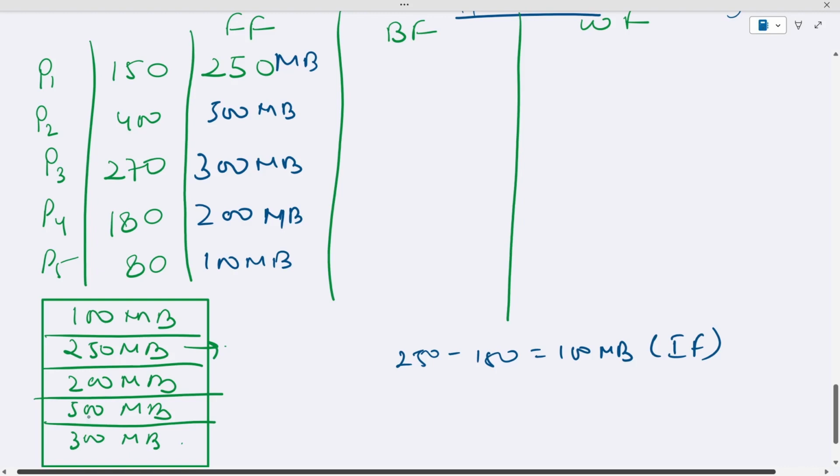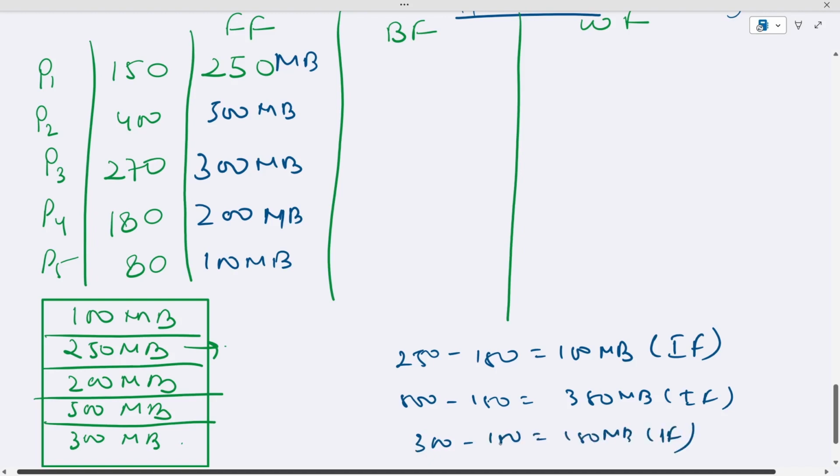Second, let's say we go to the fourth one, which is 500 MB. Definitely you cannot do this as well, because there is 350 MB of internal fragmentation. And the 300 block, you definitely cannot use either, because it is the best fit we need, and there is 150 MB of internal fragmentation. It's better to use 250 rather than 300.